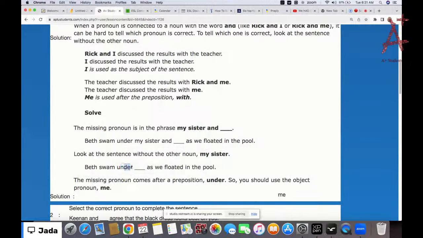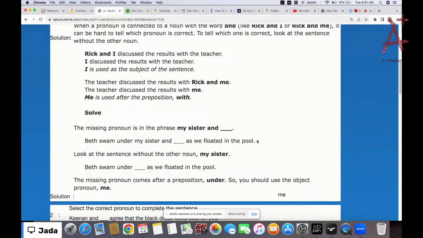So as long as you can see a preposition already, what is it telling you? It's telling you that this answer could possibly be an object pronoun, right? So you should use the object pronoun. Because you see a hint of the preposition there, you should know that the right answer is going to be the object pronoun. Okay, so that's it. It's going to be bed swam under me as we floated in the pool. So now the complete answer to the question is me. So it's going to be bed swam under my sister and me as we floated in the pool.